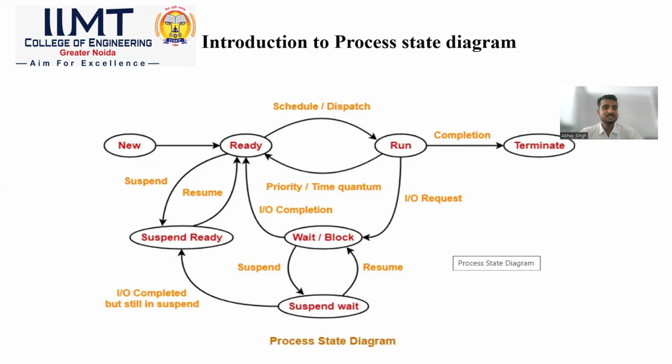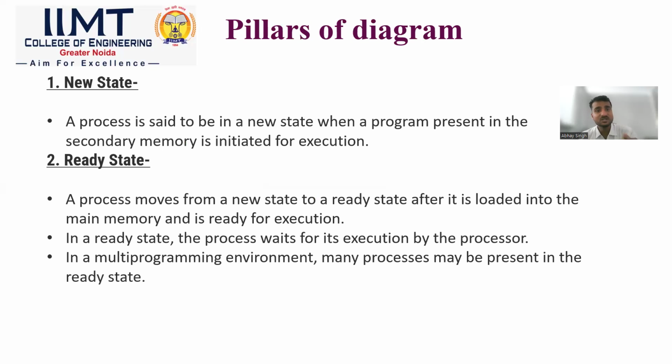Then we discuss these diagrams one by one. Firstly, we discuss the new state. A process is said to be in new state when a program present in the secondary memory is initiated for execution. That means in the new state, programs are created and initiated for the execution.